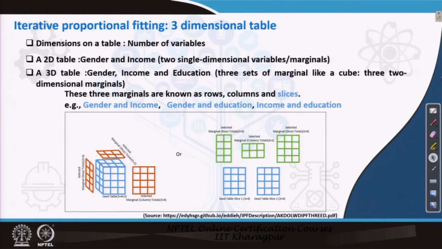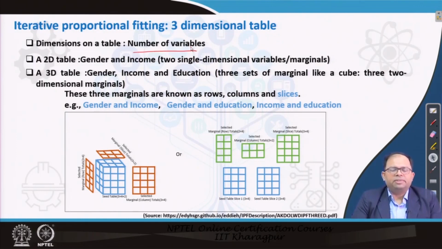So, when we talk about a three-dimensional table, in the previous lecture, we were discussing two-dimensional tables. If I increase that by one more dimension, dimension is the number of variables that we use in a classification table. In a 2D table, we had gender and income, and two-dimensional tables have two single-dimensional variables or marginals. That means both the marginals are of single dimension, but in a three-dimensional table, we have gender, income and education, three variables.